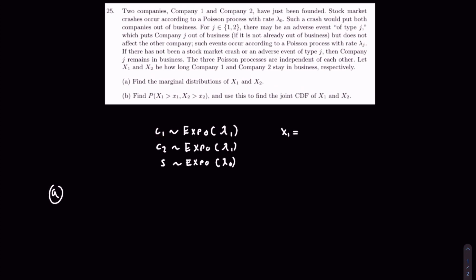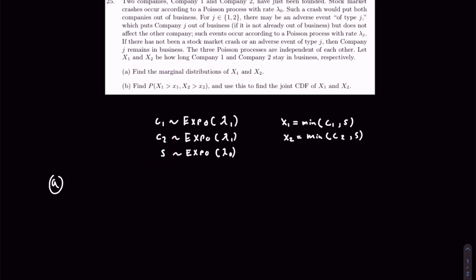Now x1, the duration of how long company 1 stays in business, what is that equal to? Well, it can stay in business as long as C1 doesn't occur or S doesn't occur, so the adverse event or the stock market crash. Whatever happens first will lead deterministically, with probability 1, to a crash of that company. So we can understand that story as the minimum of C1 and S. And that's the same thing for company 2: minimum of C2 and S, like so. We are also given that C1 and S and C2 are all independent.